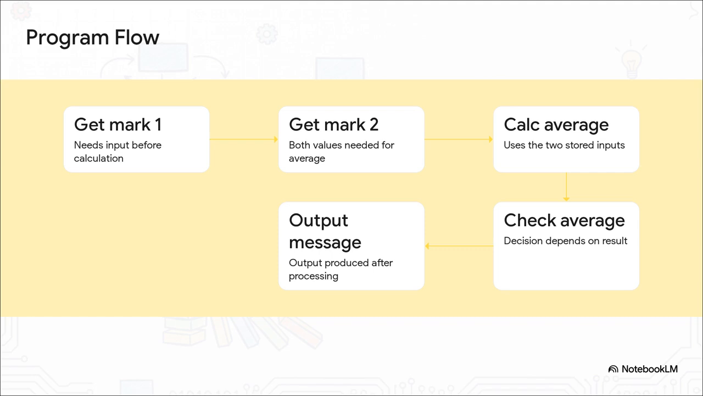Step 4, checks if that average is greater than or equal to 50. You can only make that decision after the calculation is fully complete. And finally, step 5, displays the pass or fail message. Output always comes after processing. Input, calculation, decision, output. That right there is the perfect flow of control.